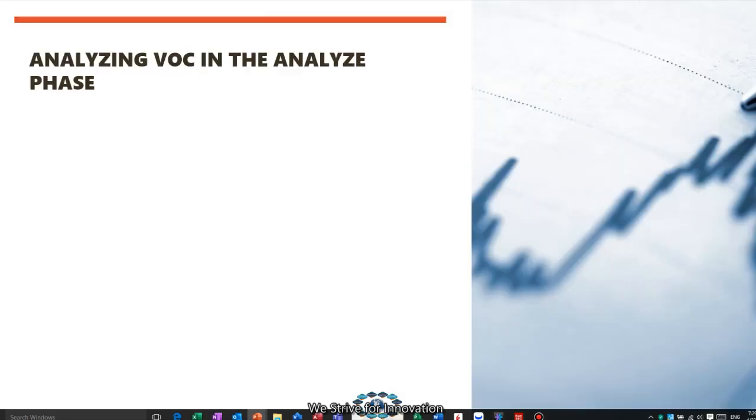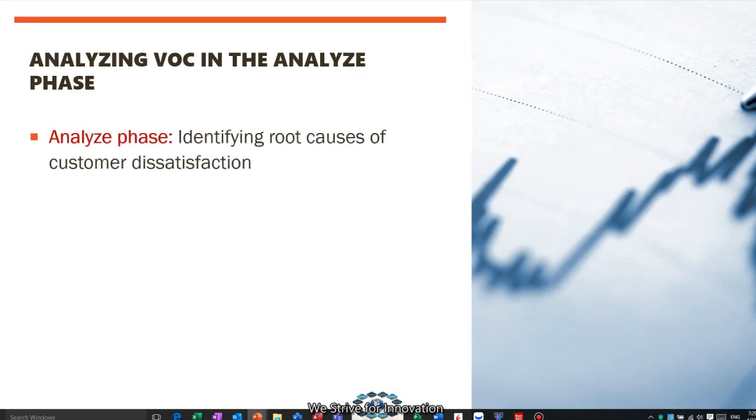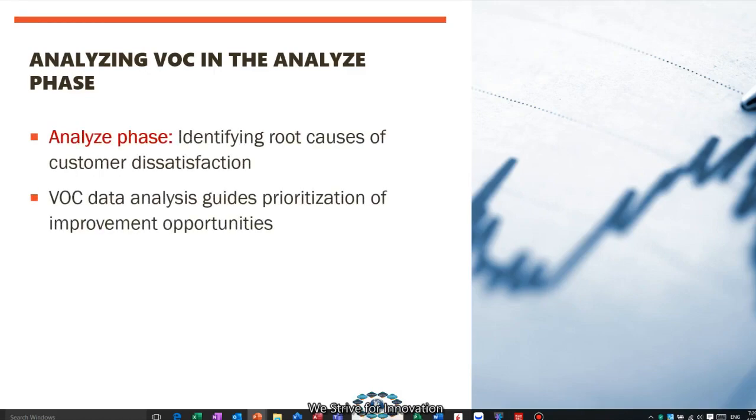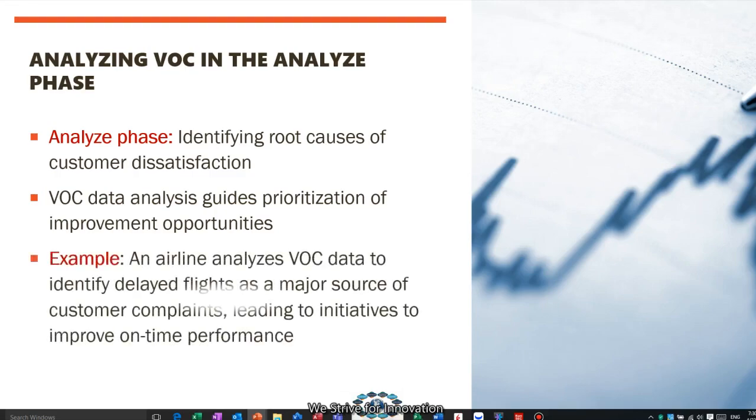Now you have to analyze, and involve this voice of the customer in the analyze phase. There you will identify the root causes that caused that issue to happen in the first place, that made the customer get impacted and dissatisfied. And this voice of the customer data analysis will guide you to prioritization of improvement opportunities. Example, an airline company wants to identify delay in flights as a major source of customer complaint. That will lead them to a new initiative to improve on-time performance.